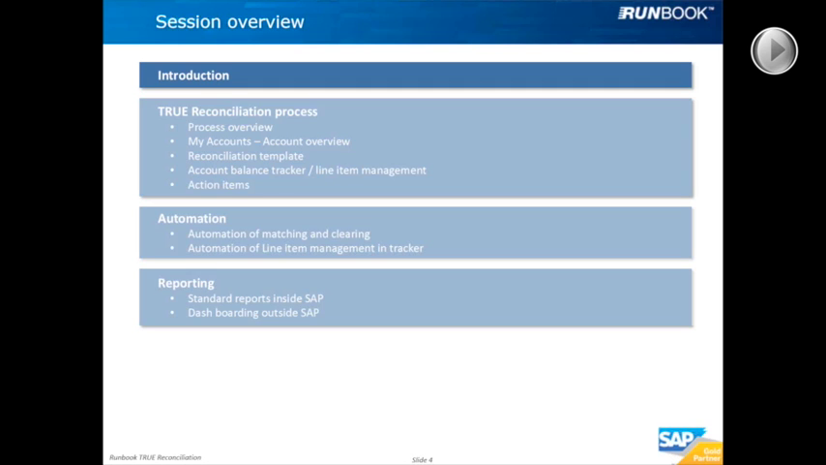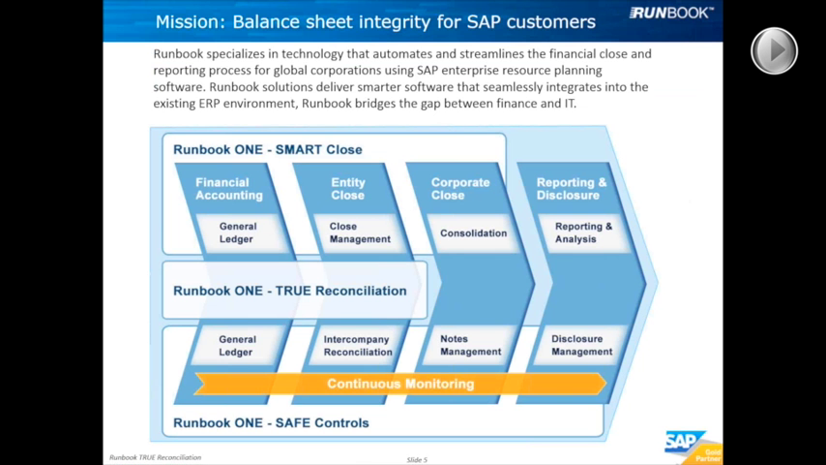So what we do for our customers is the following. Our mission is that we want to provide balance sheet integrity for all SAP customers. We are a company that specializes in technology to automate and streamline the financial close and reporting processes for global corporations. We have 3 products to provide this balance sheet integrity. The one is Smart Close, to manage and structure your financial close process. The other one is Safe Controls, to ensure that your financial reporting controls are executed. And of course, in the middle, our True Reconciliation solution to streamline your reconciliation process.